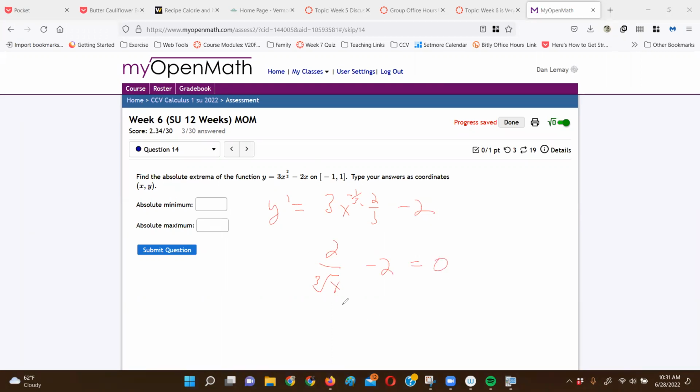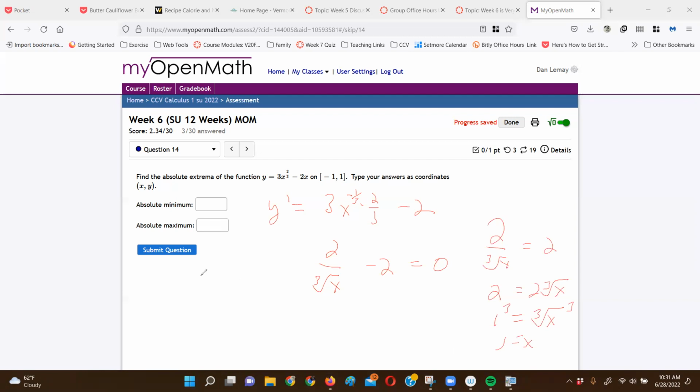So what do I have to do to solve that equation? Well, there's a couple things I could do. Why don't I do it this way? I'm going to add 2 to both sides. So 2 over the cube root of x equals 2. Now I'm going to multiply both sides of this equation by the cube root of x. So 2 equals 2 times the cube root of x. Now I'm going to divide by 2, I get 1. And to get rid of the cube root, I'm going to cube both sides. So I get x equals 1. So there's only one critical value. It's the endpoint.